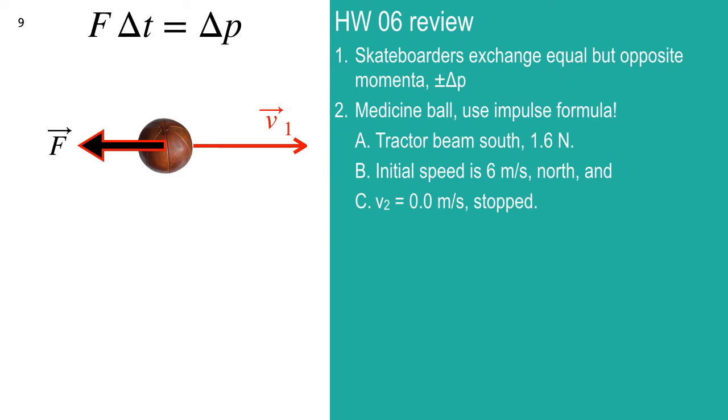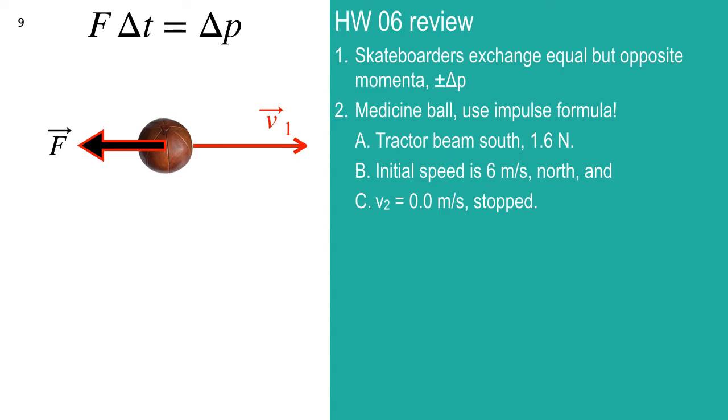How long it takes is up here in the impulse formula at the top of the page. Delta T, that's the stopping time. If we could figure out the delta P on the right-hand side, and then we've got the F, that's 1.6 newtons. And hey, you guys, we have to put a minus sign on that one because we're going to define south as being to the left. So south is negative, and Desiree, north is to the right, so that's going to be positive. So we're going to use that, and we're going to figure out delta T. Now, here's a tip.